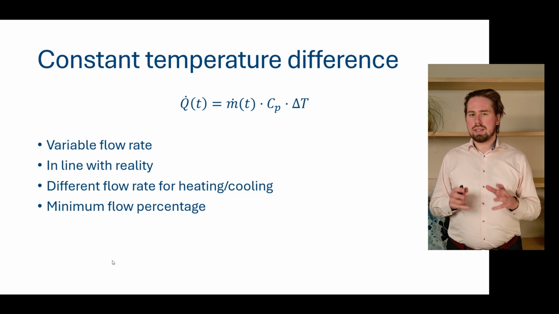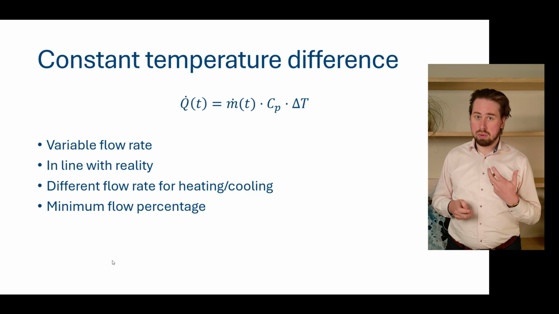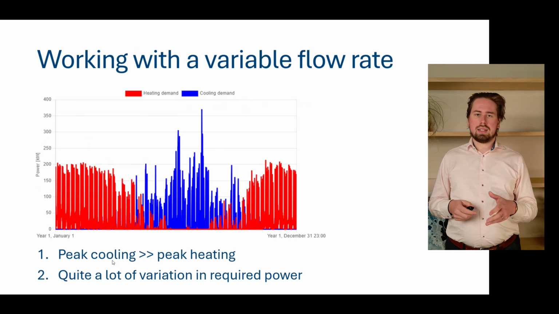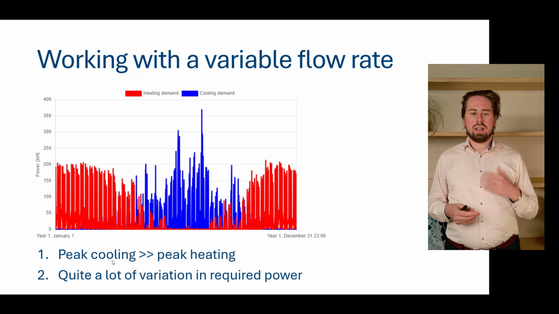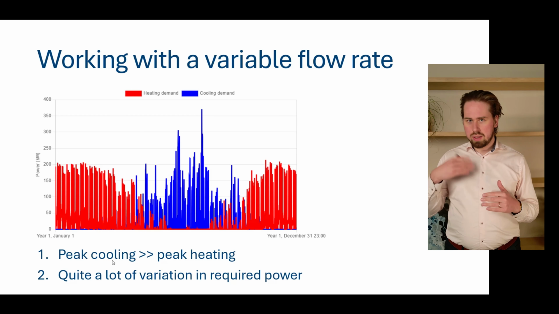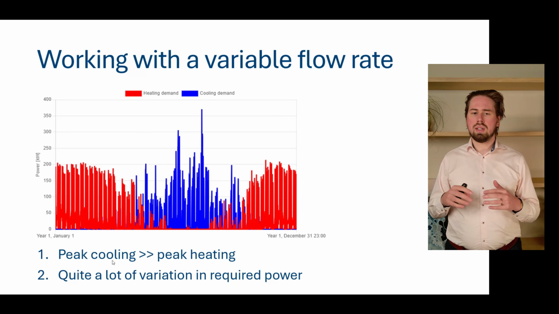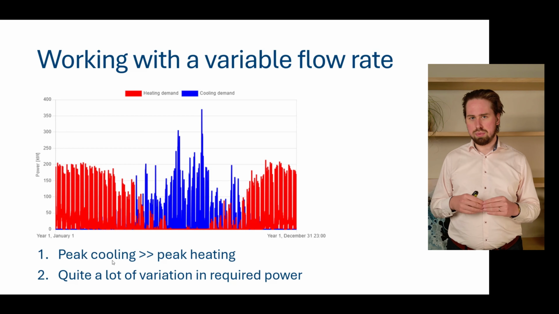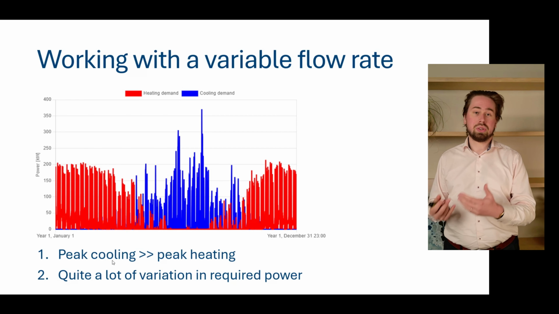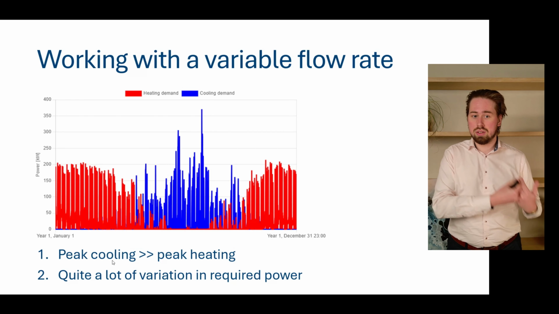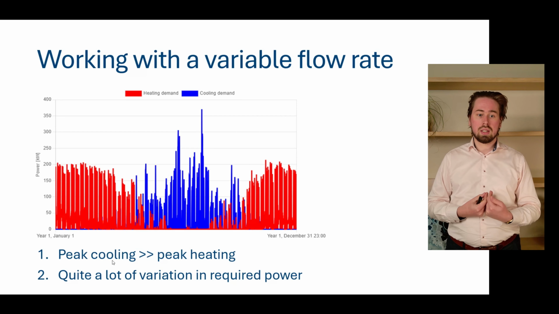Now to illustrate the power of using this variable flow rate, let us look at a typical example where this is important, namely an office building. And as you can see here, our peak cooling is 370, I believe. It's way higher than our 200 for heating. So of course, our flow rate during this cooling demand will also be significantly larger than during our heating demand. So that's the one thing.